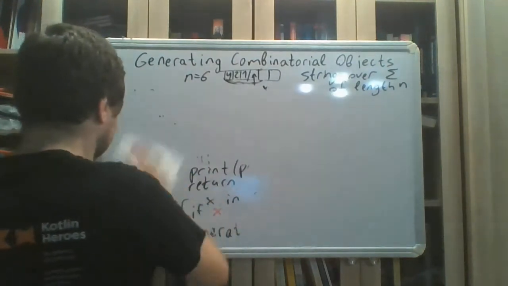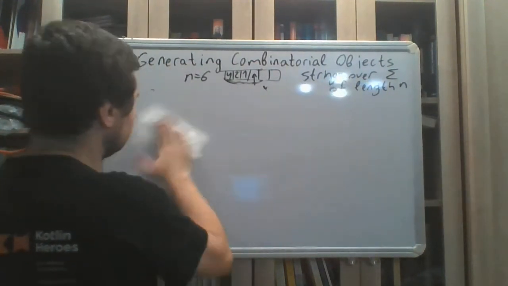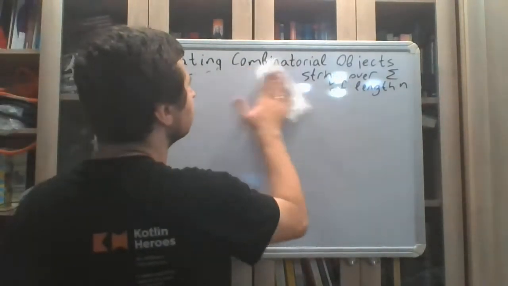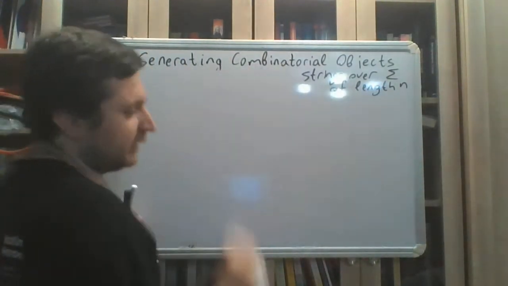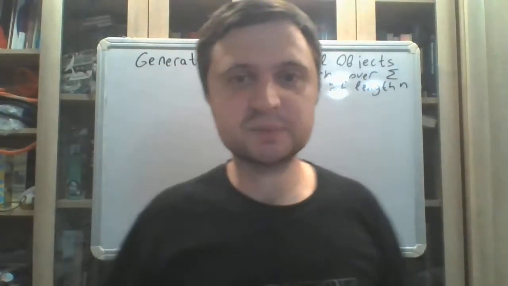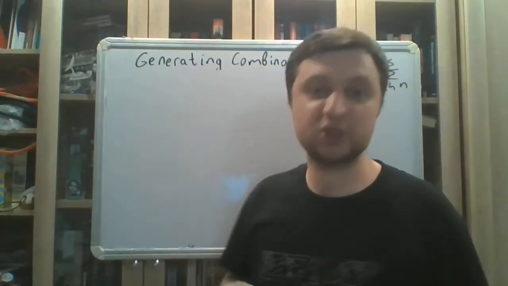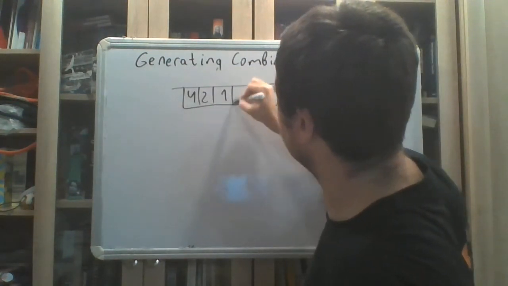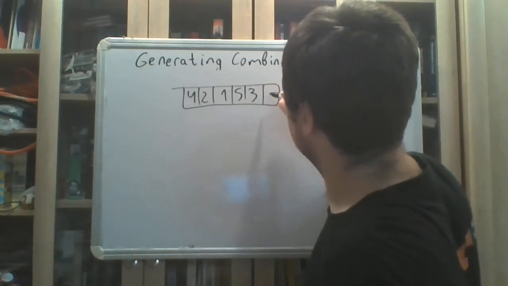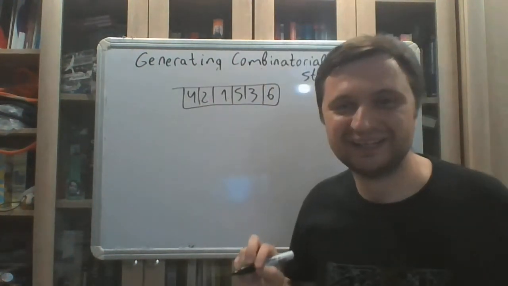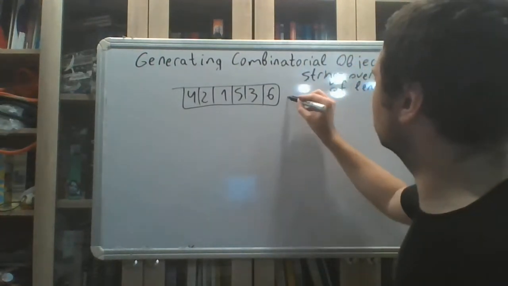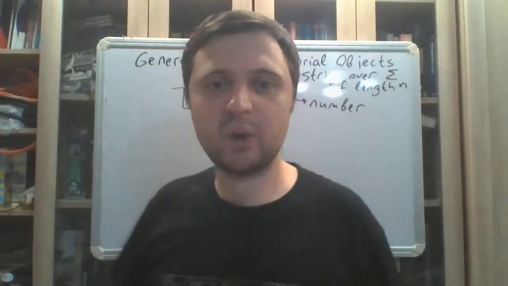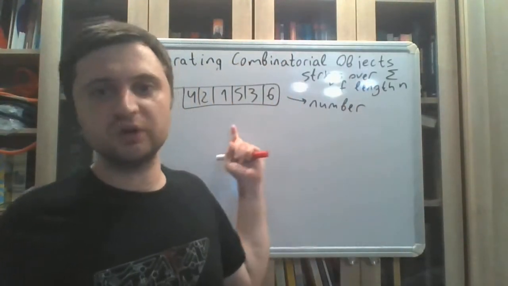Now let's, as I proposed, solve the problem of moving from the object to its number and vice versa. So let's make it for permutations, for example. Let's say that we have some permutation like 4, 2, 1, 5, 3, 6, and we want to move from this object to its number in the overall lexicographical list of all the permutations.